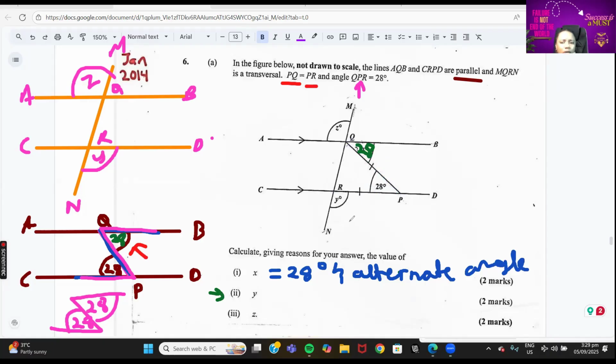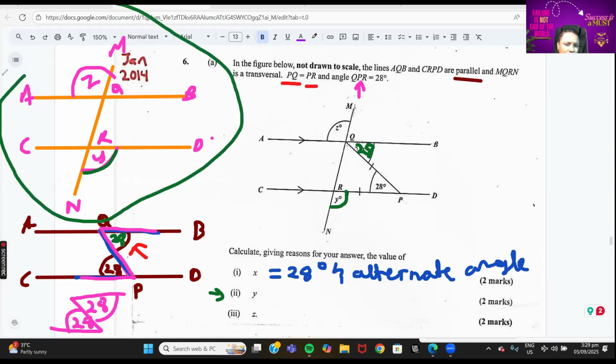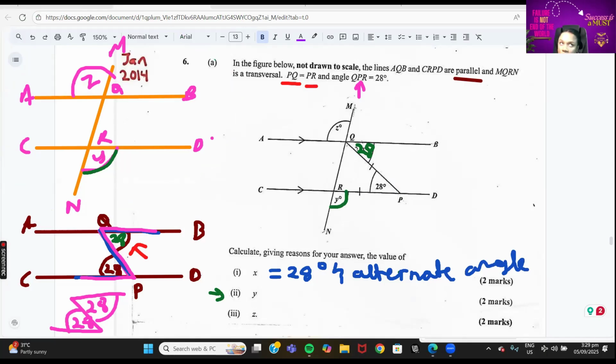Okay, we need to find y. Where's y? Y is over here. So between these two diagrams, this is where we need to look for us to figure out y, because y is attached to the other transversal. So we can't use this diagram. Y is not attached to it. Okay, so what is the value of y?